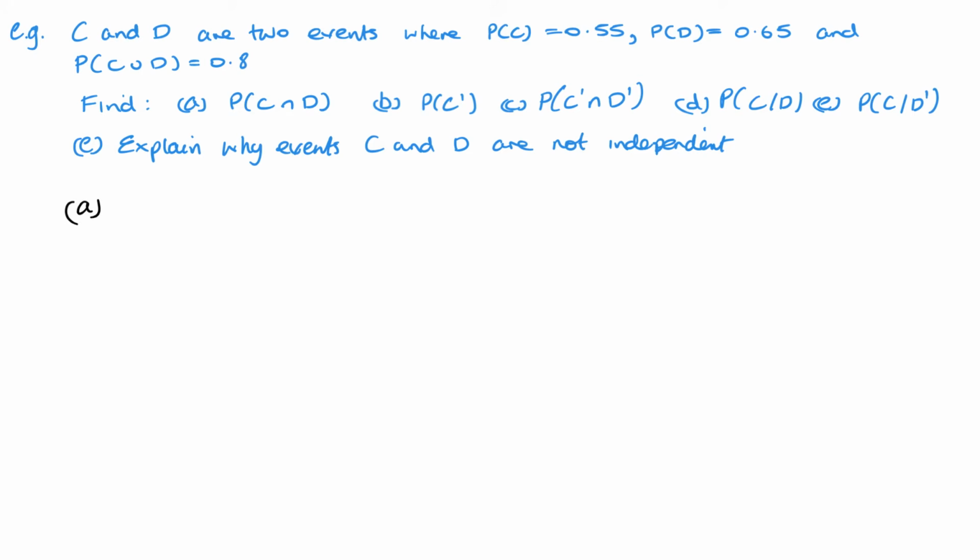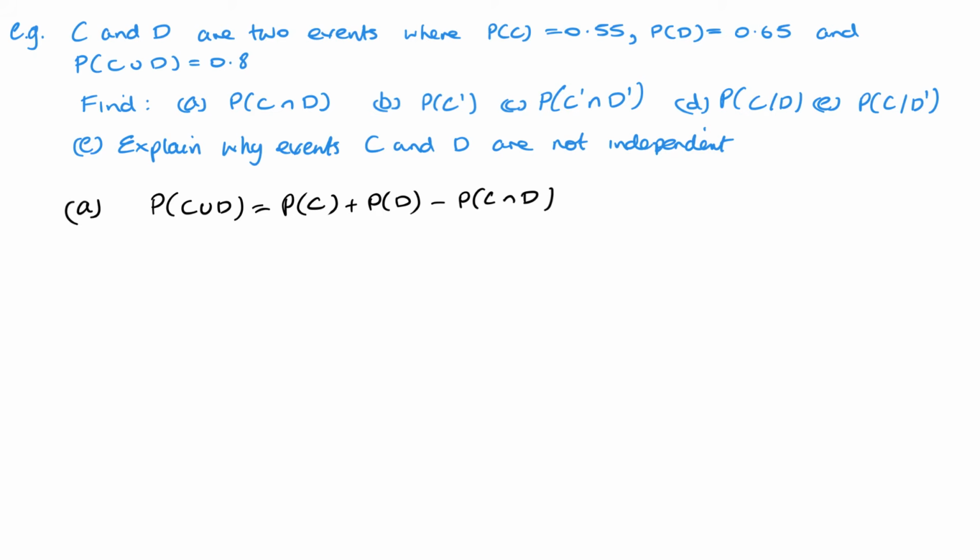Thinking about our formula, the probability of A union B is equal to the probability of A plus the probability of B minus the probability of A intersection B. That's what it gives us. Obviously in this case it's C and D, so I want to swap out my A's and B's for C's and D's, so I stay in keeping with the question.